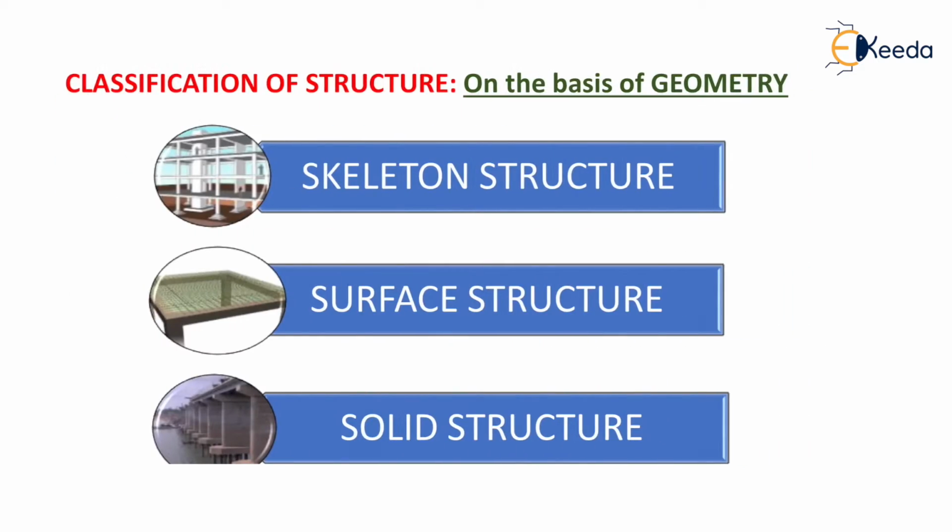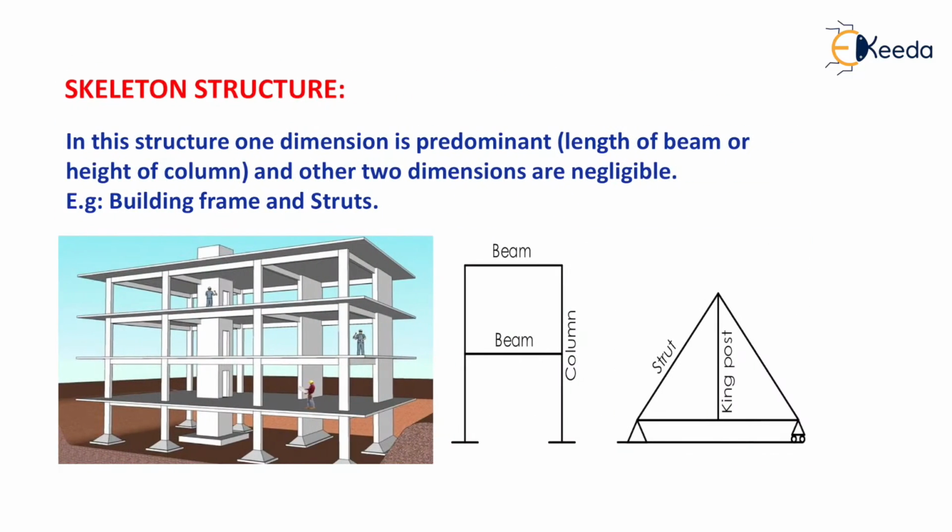Okay. Now, what are the various classifications of structure? The first classification of structure is on the basis of geometry. On the basis of geometry, we had classified the structure into 3 parts. First one is the skeleton structure, second one is the surface structure, and third one is the solid structure. Now, what is skeleton structure? Skeleton structure is that type of structure in which only one dimension is predominant. It means that in skeleton structure only one dimension is predominant and the other 2 dimensions are negligible.